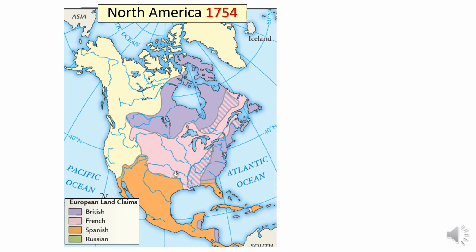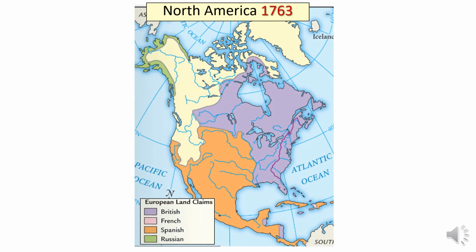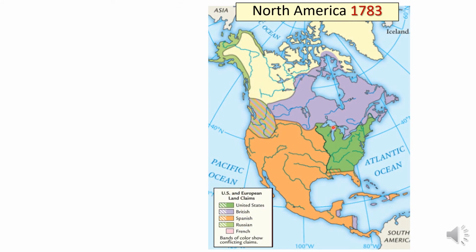So you can see North America in 1754, and you can see this line where the colonists could not go past here in 1763, and then in 1783, this is all their territory. So they got really what they wanted.